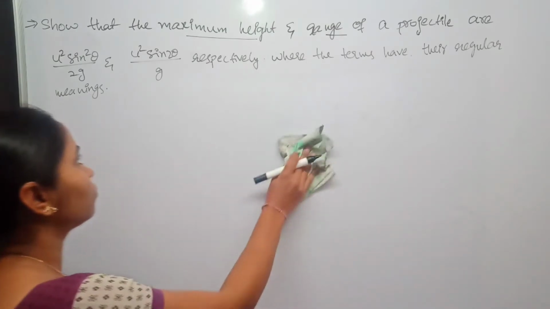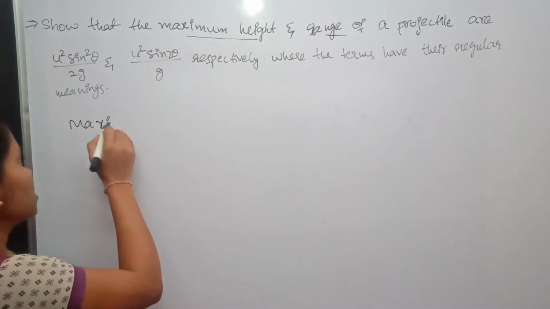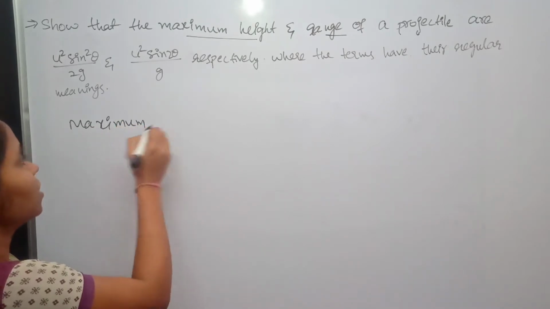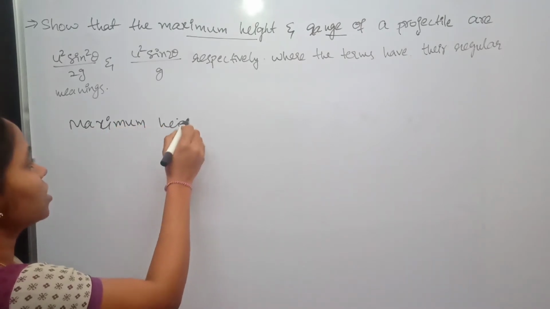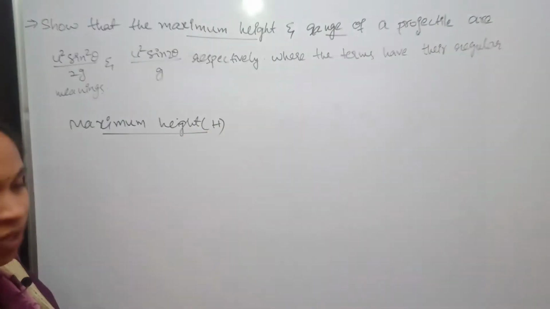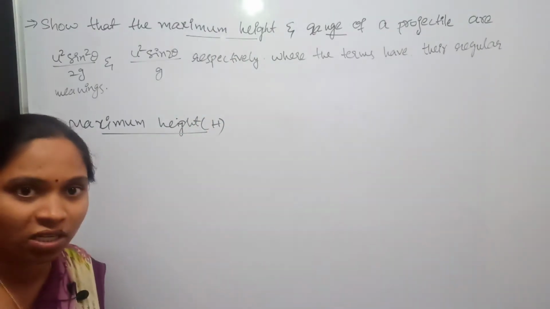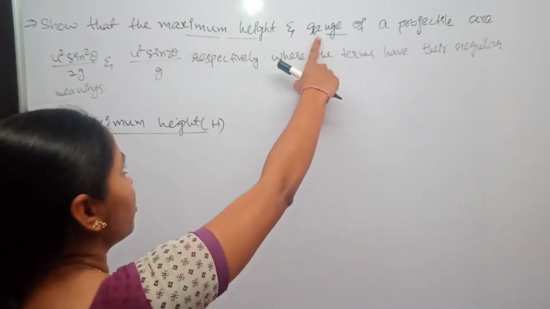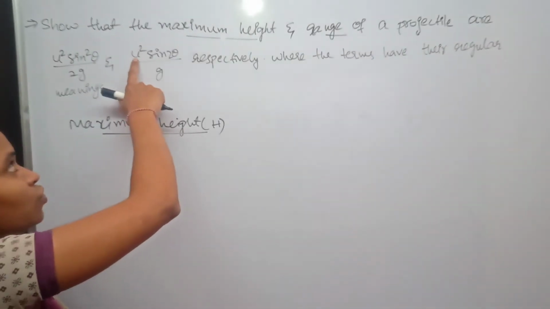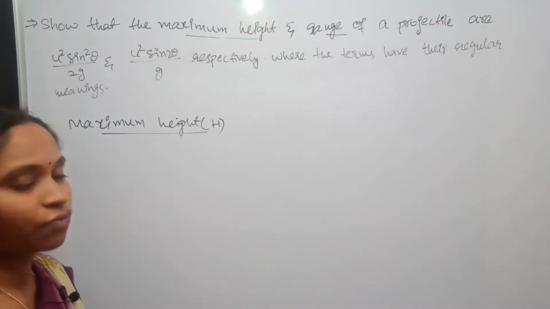Okay, we have to find out the maximum height. Maximum height of an object which is projected is denoted with a capital H. We have to show that the maximum height is equal to u square sin square theta by 2g and the maximum range as u square sin 2 theta by g. Okay, let us find out.